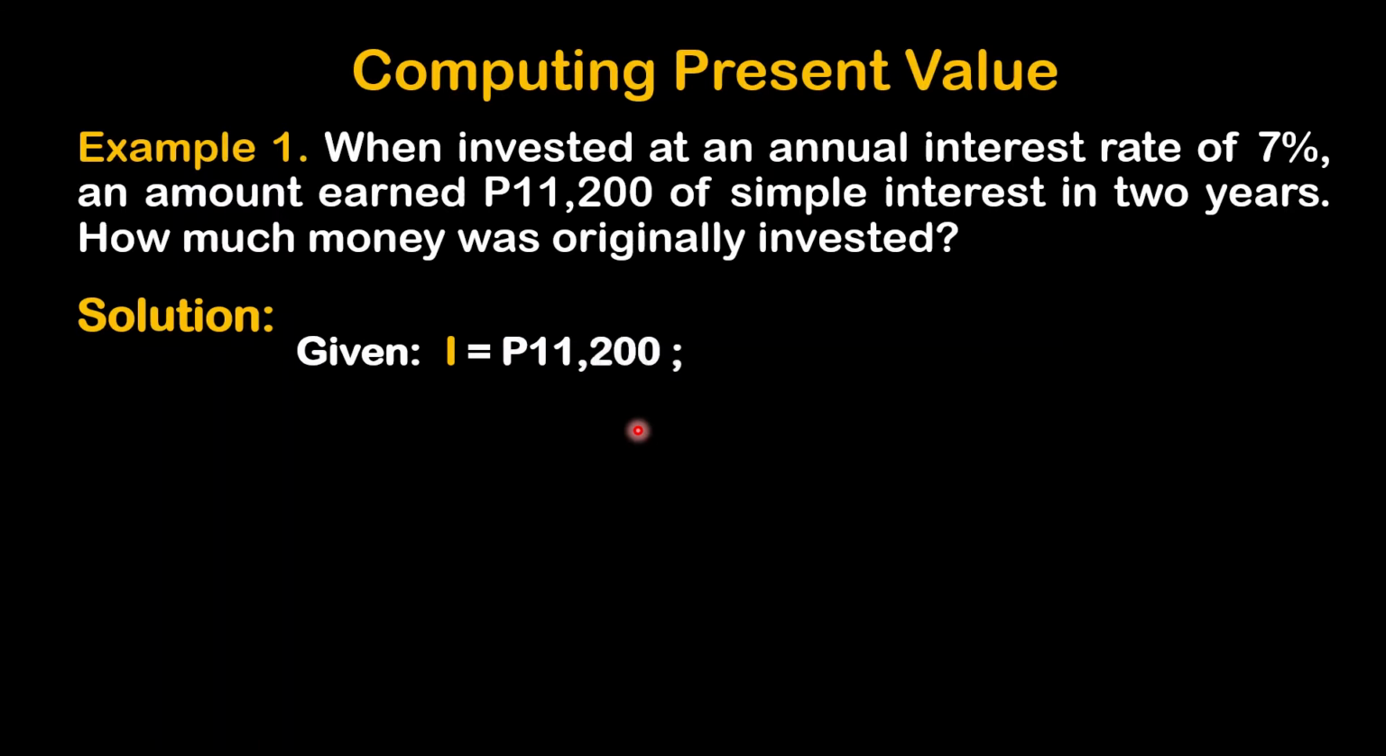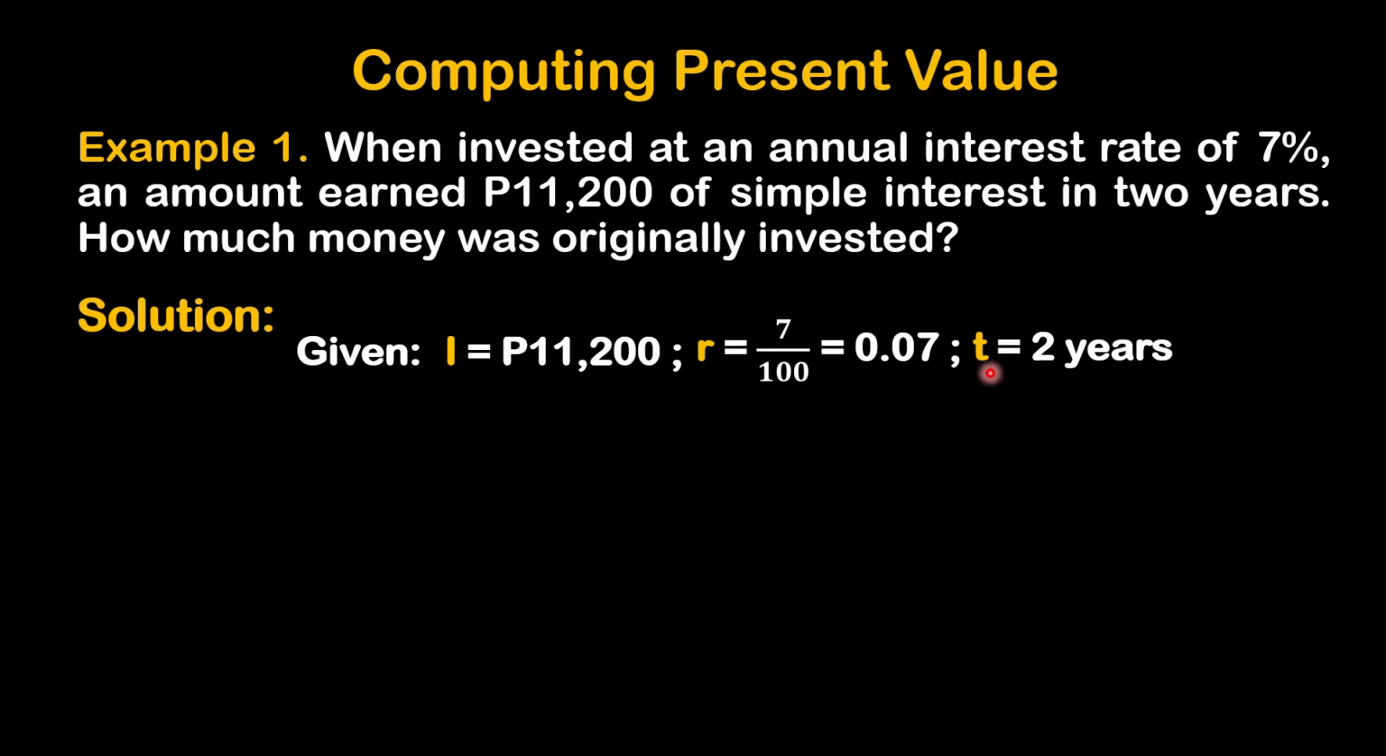First, of course, we have the interest, which is 11,200 pesos. That's our interest. Then, we also have the rate, which is 7%. To convert that to decimal, we simply divide 7 over 100, which is equal to 0.07. Then, we also have the T. Our T is in 2 years, so T is equal to 2.